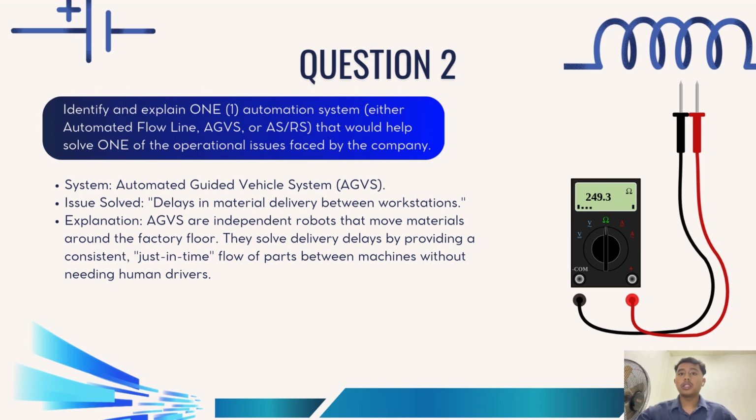For more explanation, AGVs are independent robots that move materials around the factory floor. So they will solve the delivery delays by providing a consistent flow of parts between machines without needing human drivers.